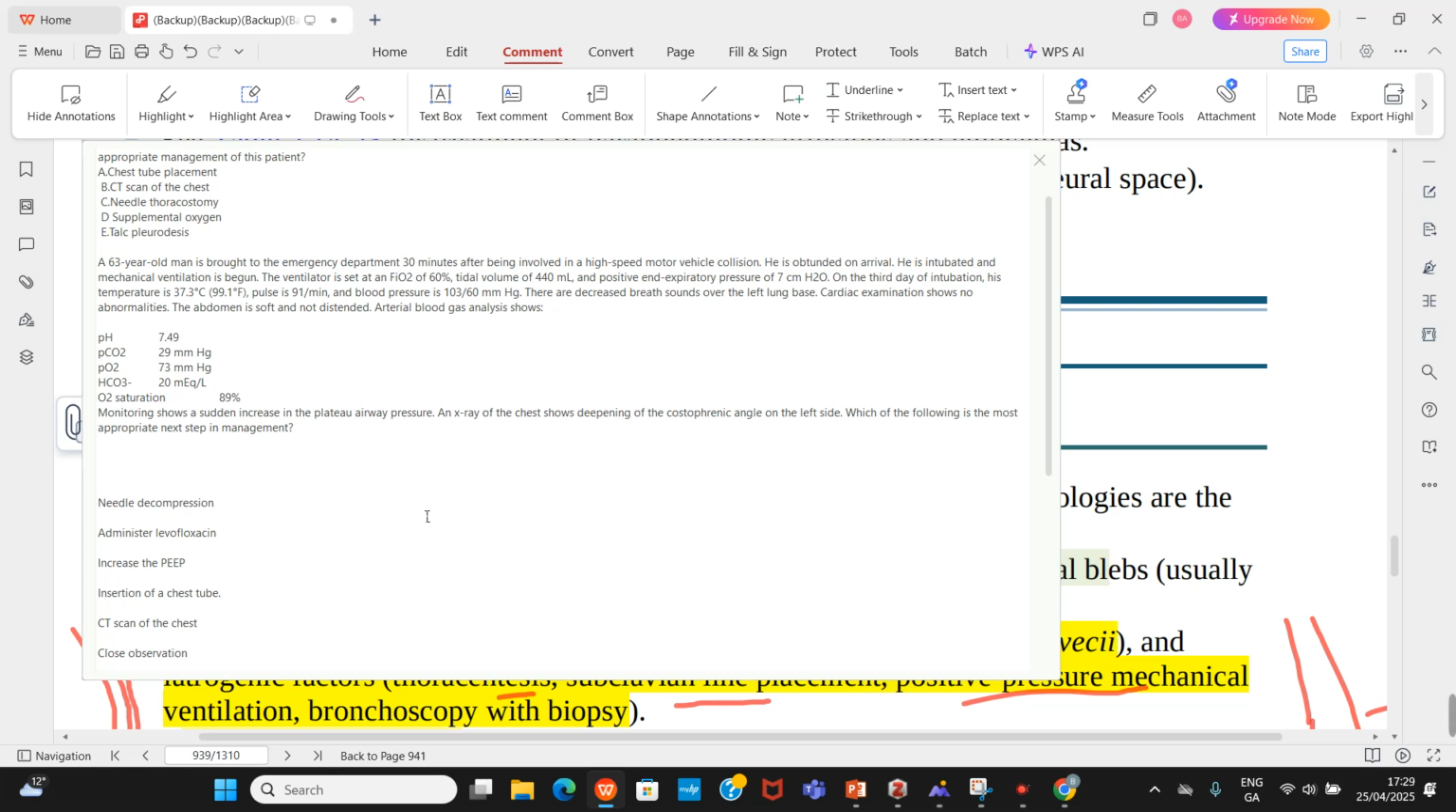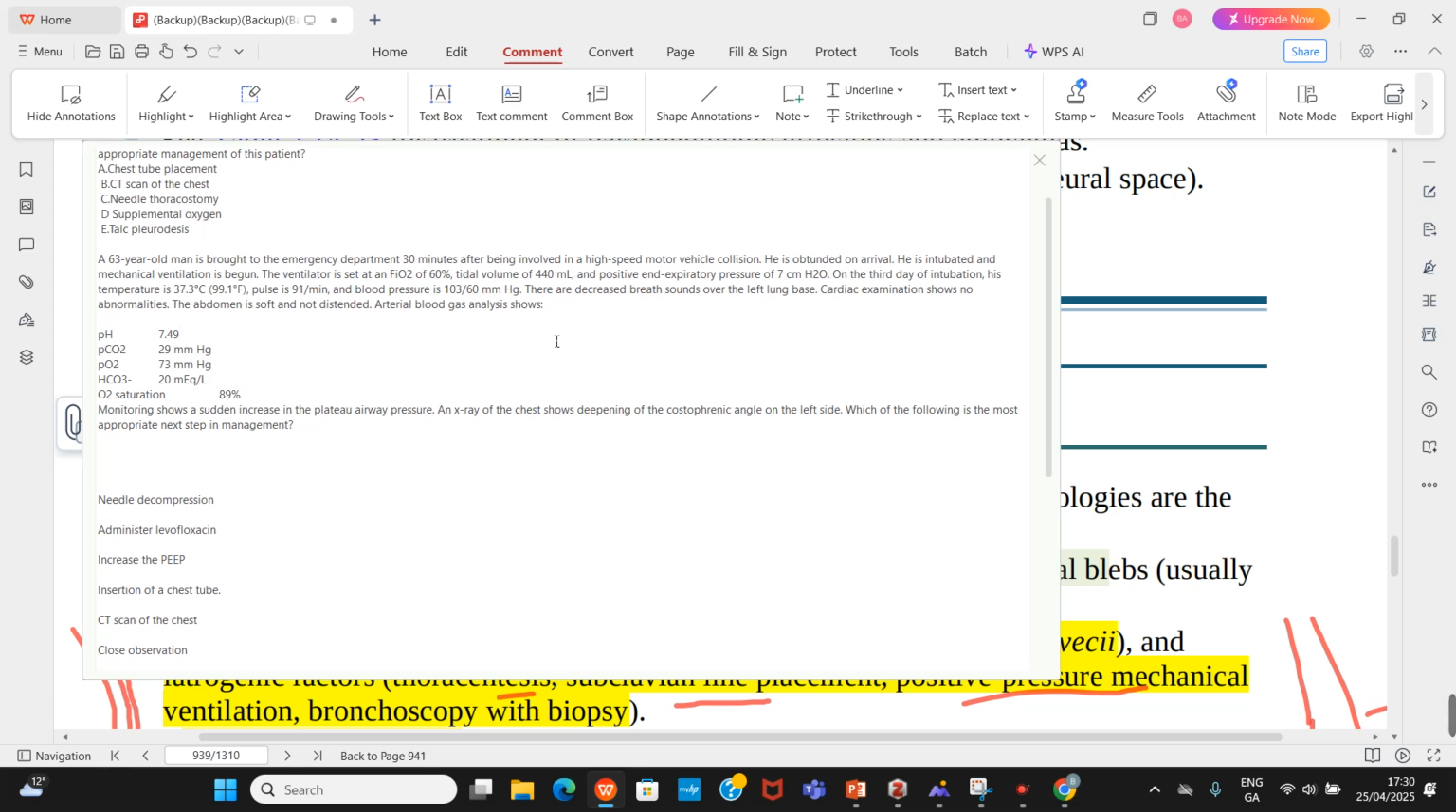Needle decompression. Why? I think he has tension pneumothorax, evidenced by decreased breath sounds over the left lung base. But that doesn't make it tension. You are trying to prove it's tension, not just an ordinary pneumothorax. People with ordinary pneumothorax and tension pneumothorax both will have decreased breath sounds. But that doesn't make it tension.